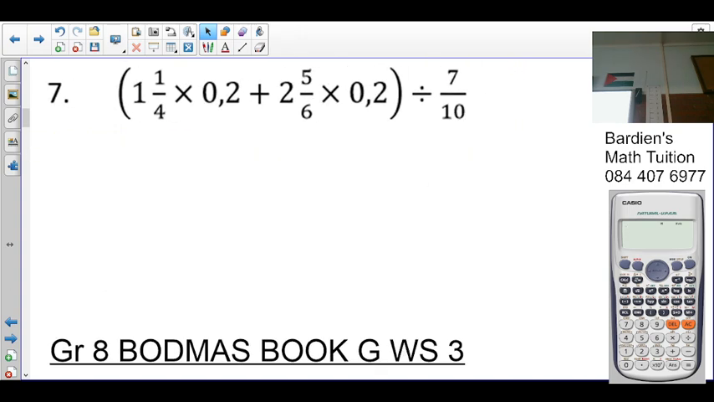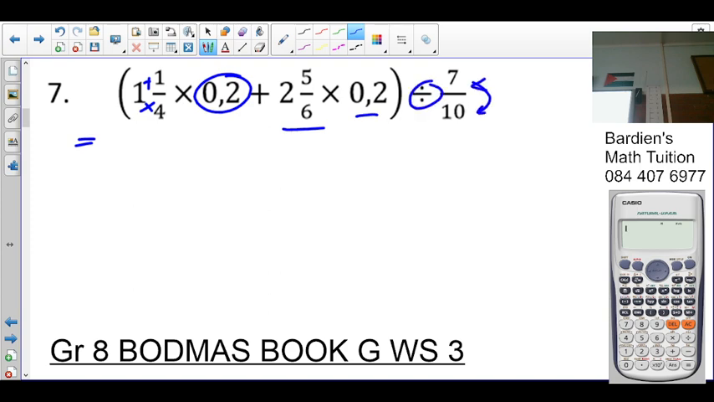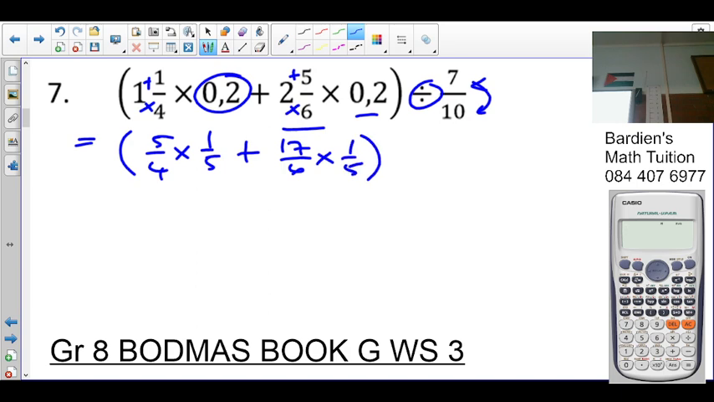Okay. Change to improper. Change. Lot of changing to do, no? As long as you guys don't change. Right, so you got 5 over 4 times 2 over 10. 1 over 5. Plus, we times and add. 17 over 6 times 2 over 5. 2 over 10 is 1 over 5. Multiply by 10 over 6.